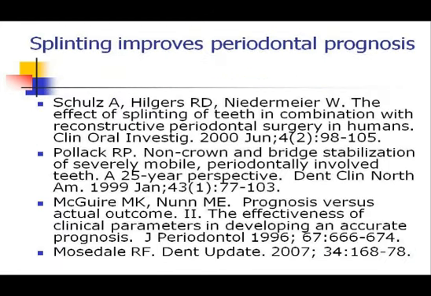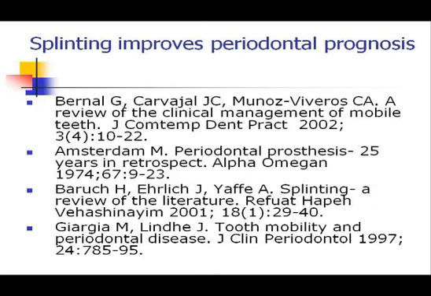We know from the literature that periodontal splinting improves periodontal prognosis. If we stabilize teeth, along with controlling occlusion and controlling the periodontal disease by scaling and root planing and soft tissue management, we can improve the periodontal prognosis of teeth that are periodontally involved. We know from the research articles, going back to the Amsterdam 25-year retrospective study in Alpha Omega and other articles, that the evidence really strongly supports splinting of teeth that are periodontally involved.